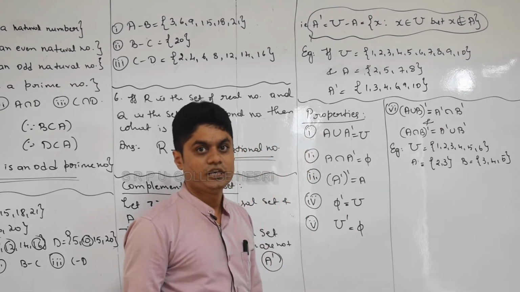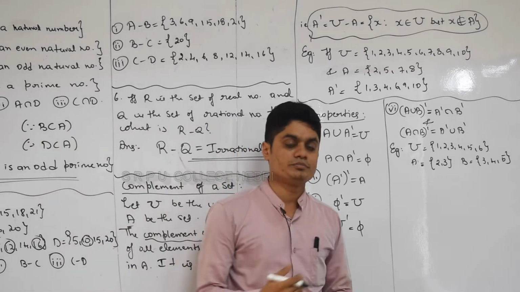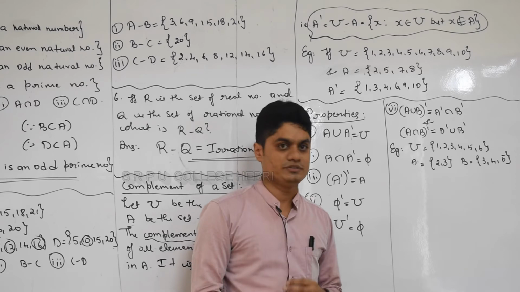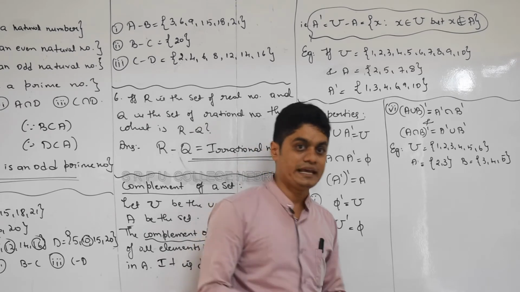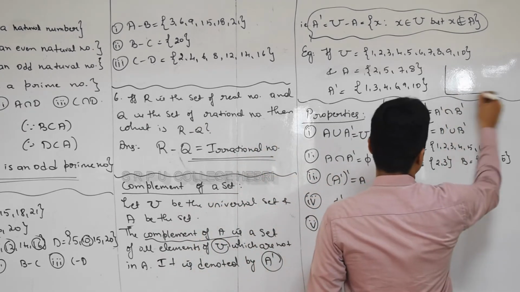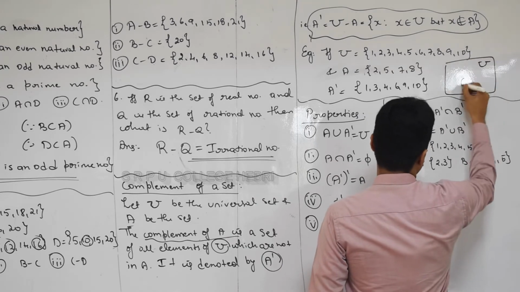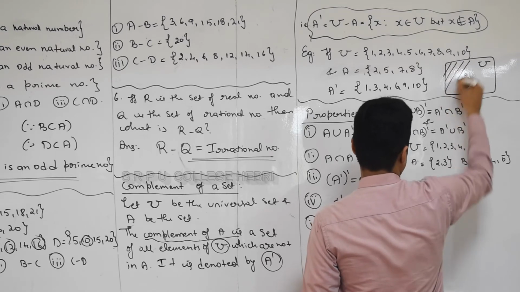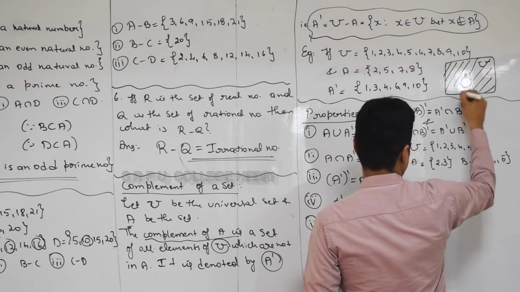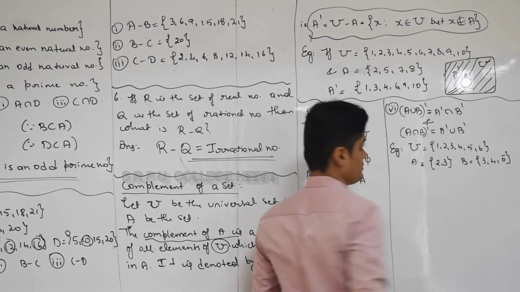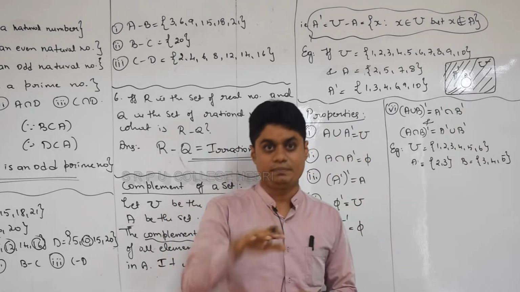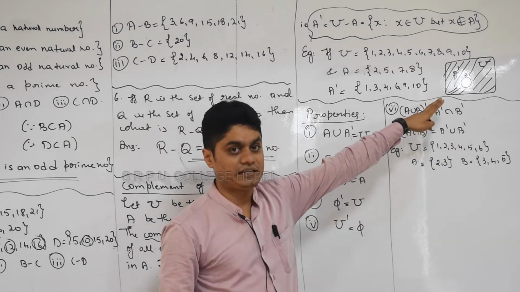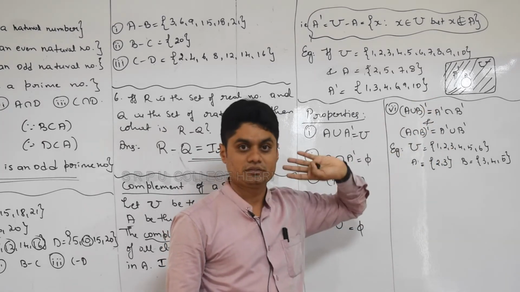Understood? Removing the elements which are common to both U and A from U, you will get the complement of the set. Complement of a set is removing A from U. See the Venn diagram: this is the universal set, and suppose this set is A. Which region represents the complement? This shaded region except A. This represents A dash, the region other than the circle part which includes the elements of A. In Venn diagram format we will represent the complement like this.